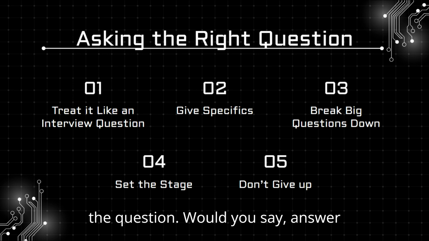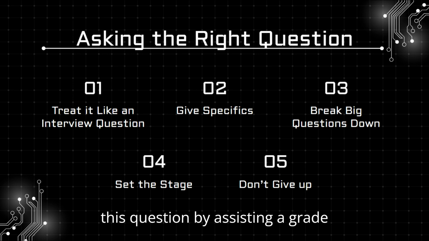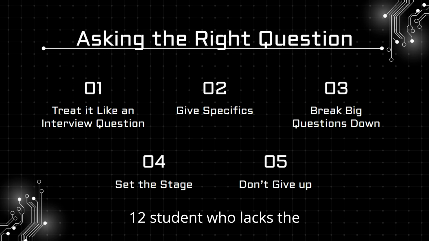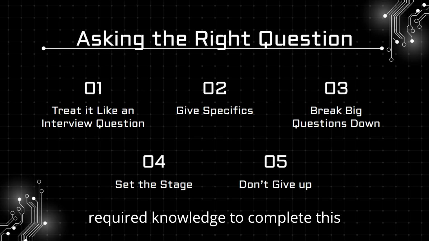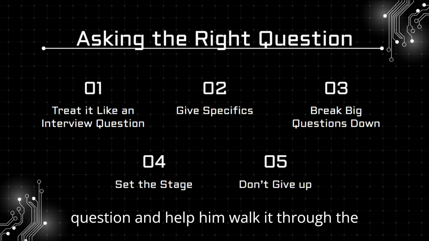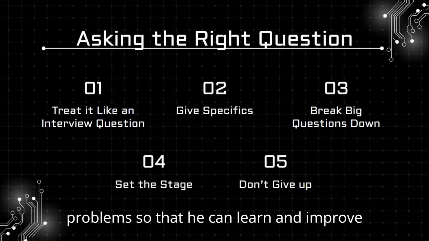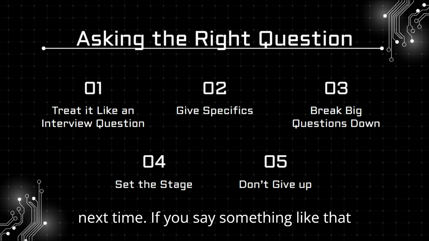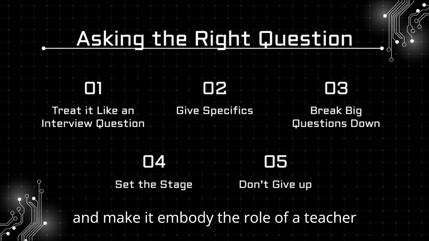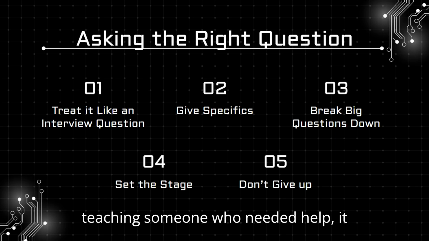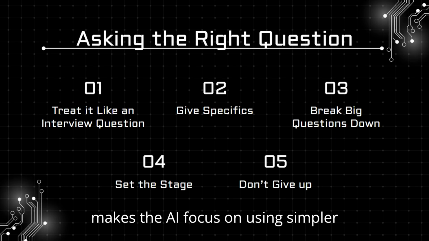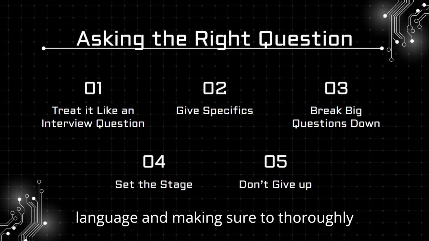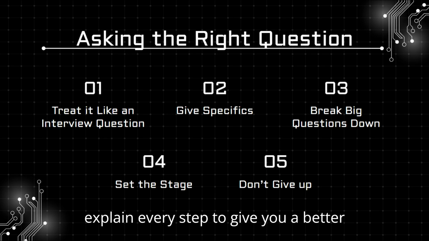If you say, answer this question by assisting a grade 12 student who lacks the required knowledge to complete this question and help him walk through the problems so that he can learn and improve next time. If you say something like that and make it embody the role of a teacher teaching someone who needed help, it makes the AI focus on using simpler language and making sure to thoroughly explain every step to give you a better response.